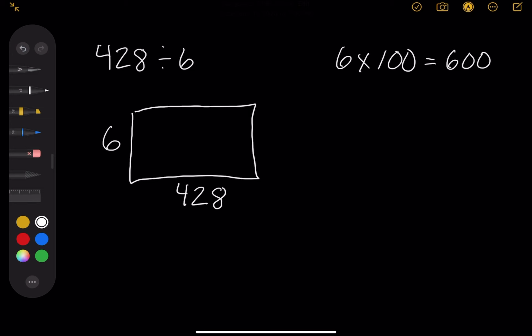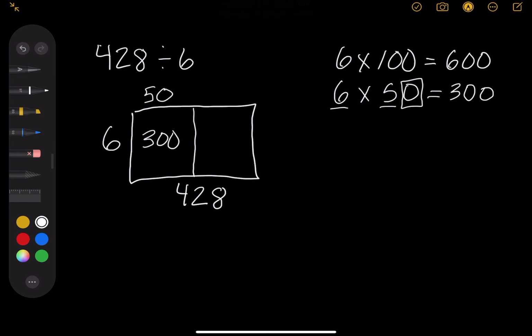But let's keep thinking. What if we split that 100 in half? What if we try 6 times 50? Well, I know that 6 times 5 is 30, and I have this extra 0 here. So 6 times 5 is 30, and then I add my 0 back in. So now I have 300. Can I use that? Yeah, I can definitely use that because I have 428, and I can use 300 of them. So now 6 times 50, that goes on top, equals 300.